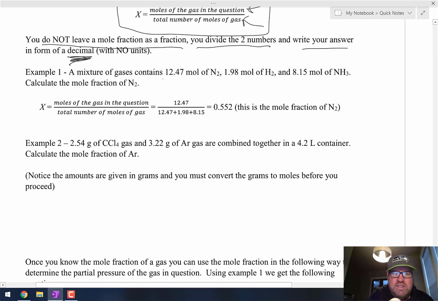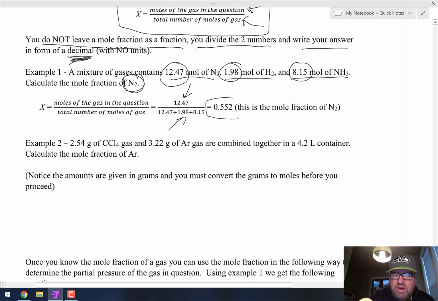Example number 1 says a mixture of gases contains 12.47 moles of nitrogen, 1.98 moles of hydrogen, and 8.15 moles of ammonia. Calculate the mole fraction of N2. Since they're asking about the mole fraction of N2, we put the moles of N2 on the top, and on the bottom we put the total number of moles. So we add all of these moles together, then take 12.47 and divide by that total number, and we get an answer of 0.552. Notice it's written as a decimal. You don't leave it as a fraction.